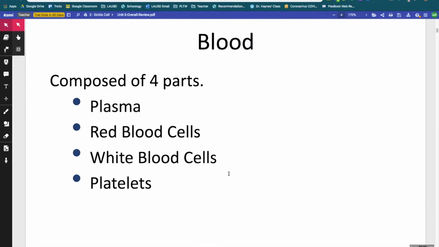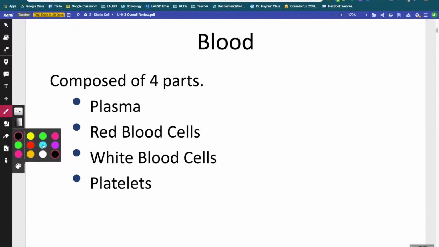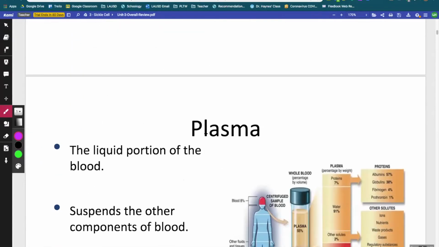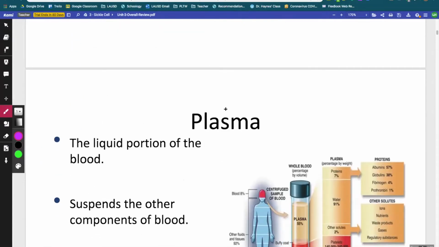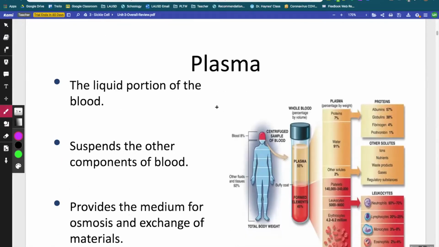So blood has 4 main parts. Here you can see that blood has plasma, red blood cells, white blood cells, and platelets. I want to annotate. And then you will also see here that this is plasma. Plasma is just the liquid portion of your blood. There we go. So plasma is the liquid portion of the blood.